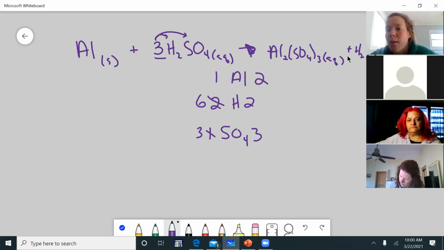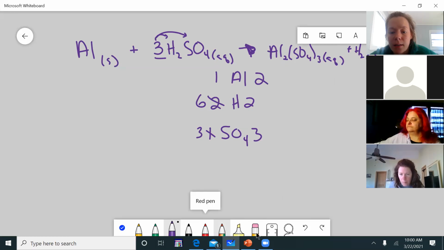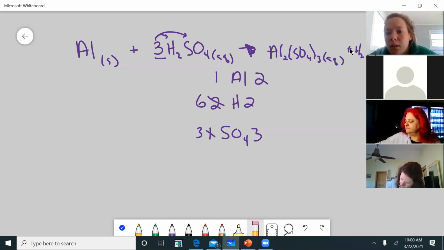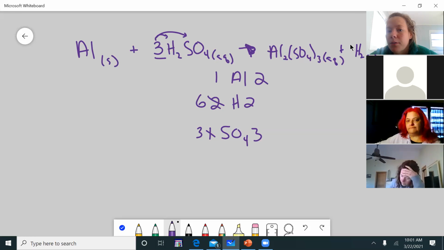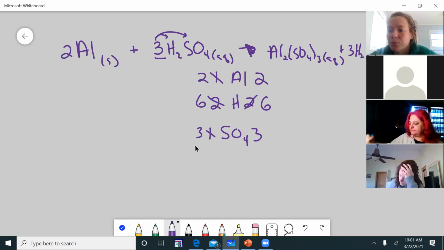So there's 6 on this side. So how many do I need on that side? I also need 6. I'm going to make a little bit more space here. So if I want 6 hydrogens, what can I put in front of this hydrogen here? I'm going to put a 3. All right, that will change this to 6. What's the last thing that needs to get balanced? The aluminum. There's 2 aluminums on the product side. I need 2 aluminums on the starting side. That's a really easy fix, right? We just throw a 2 in front of there, and now we are balanced.